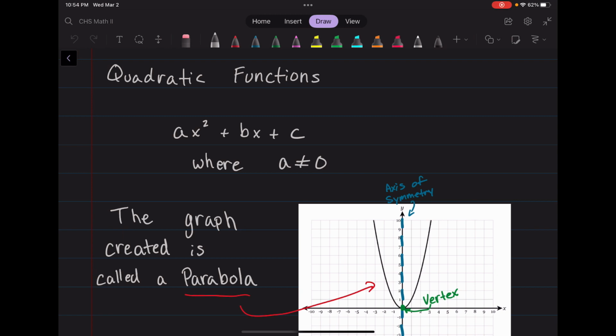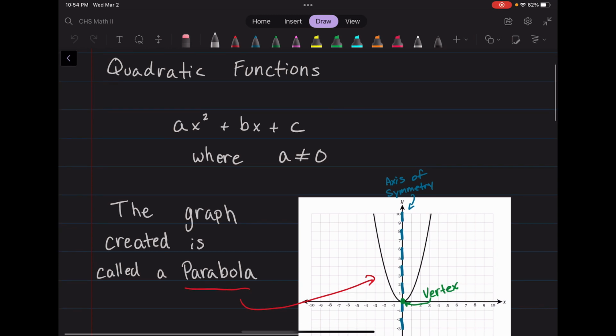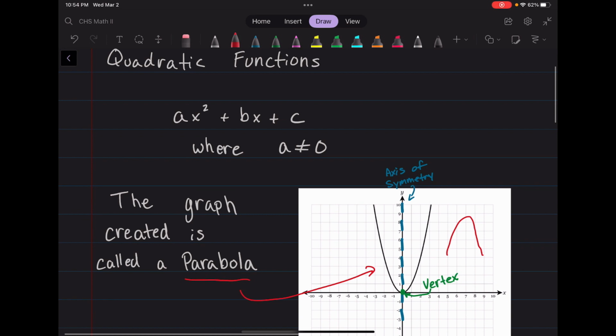So the graph created is called a parabola. It's going to look like a U shape, or sometimes we'll see it upside down. But either way, it's going to look like a U shape. And there's some key pieces of information when we're looking at a parabola.